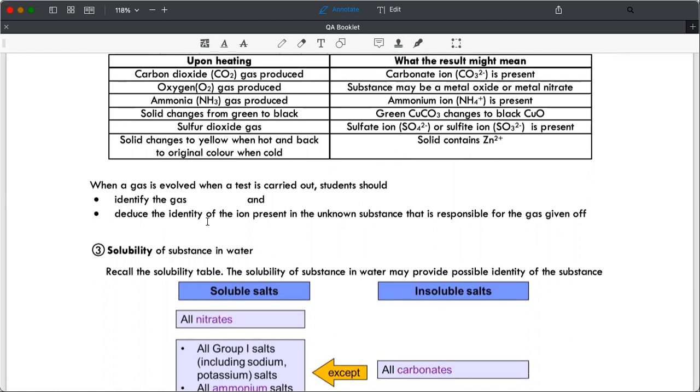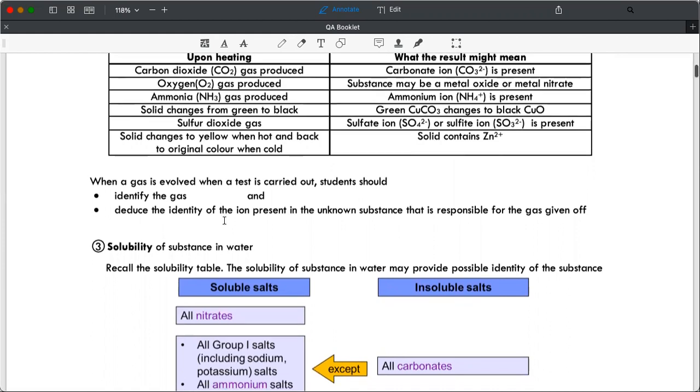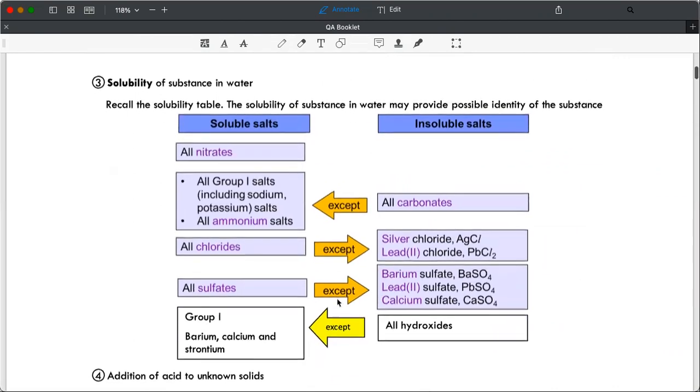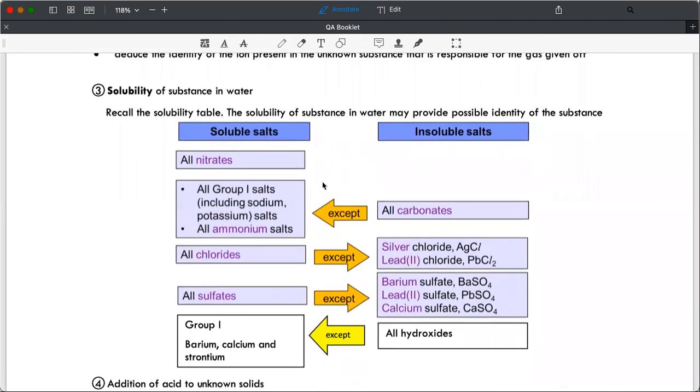So if a gas is evolved when a test is carried out, the student should identify the gas and deduce the identity of the ion present in the unknown substance responsible for the gas given off. You should be very, very familiar with the solubility table to identify what are the soluble salts or insoluble salts, what are the soluble hydroxides and insoluble hydroxides as well.